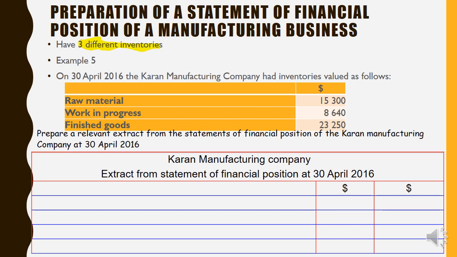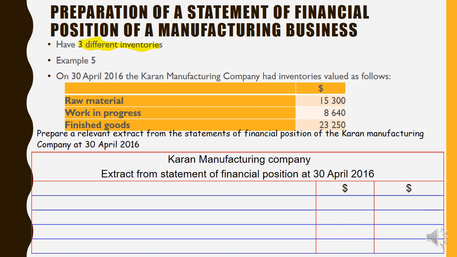A manufacturing business will have three types of inventories. But normal trading companies will have only one inventory, closing inventory. That closing inventory is finished goods. But for a manufacturing company, we have three types of closing inventory, which are raw material, work in progress, and finished goods. Okay, we do example number 5. On 30th April 2016, the company, a manufacturing company, had the inventories valued as follows. We have raw material this much, work in progress this much, and finished goods this much. Prepare a relevant extract of the statement of financial position.